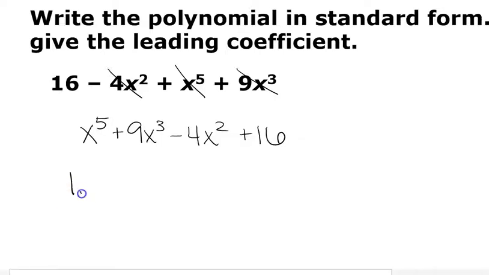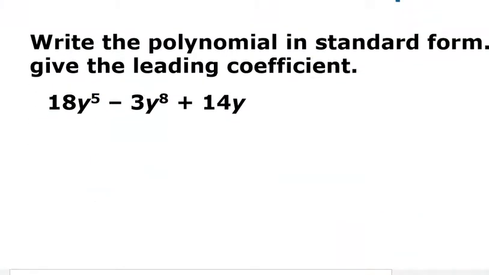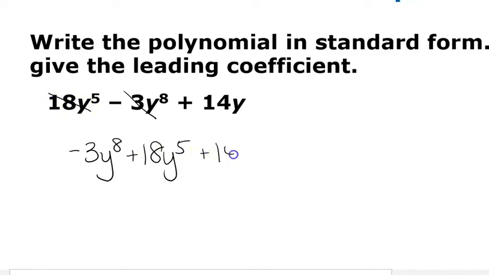What's my leading coefficient? Well, there's a 1 there in the front. Secret 1. So we wrote it in standard form, and we gave the leading coefficient. Okay, our next one, same thing. What's the biggest degree? Negative 3y to the 8th. Okay, our next biggest? Plus 18y to the fifth, and then our smallest, plus 14y. And my leading coefficient is negative 3.